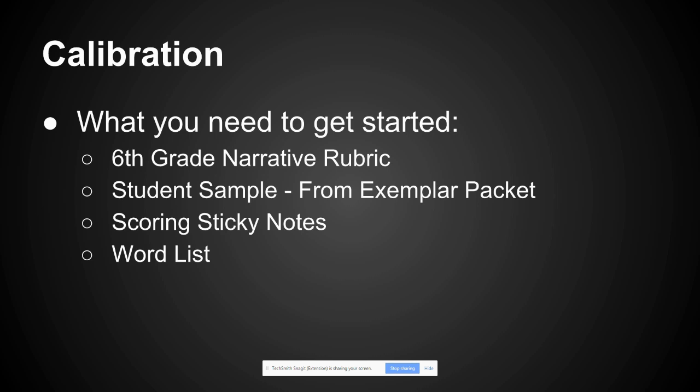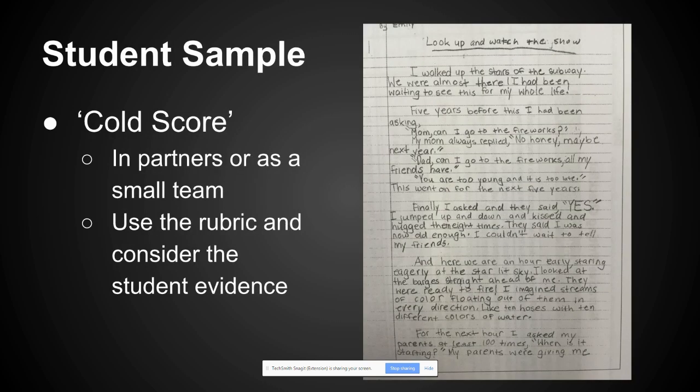So now it's time to get calibrated. So what we'll need to get started with calibration is your 6th grade narrative rubric, your student sample from the exemplar packet, scoring sticky notes, and your word list. We're going to get started with a cold score of this first student sample called Look Up and Watch the Show.